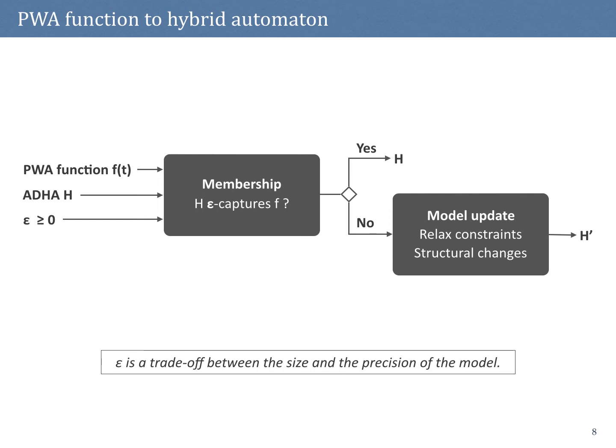We say that the model epsilon captures f if there exists an execution in h that belongs to the epsilon tube around f. We initially check if the function f is epsilon captured by the given model. In the case that it is captured, the model remains as it is. Whereas if the function is not epsilon captured by the model, this needs a modification which will consist of relaxing constraints or adding modes and edges to the model. Note that the epsilon value is a trade-off between the size and the precision of the model.